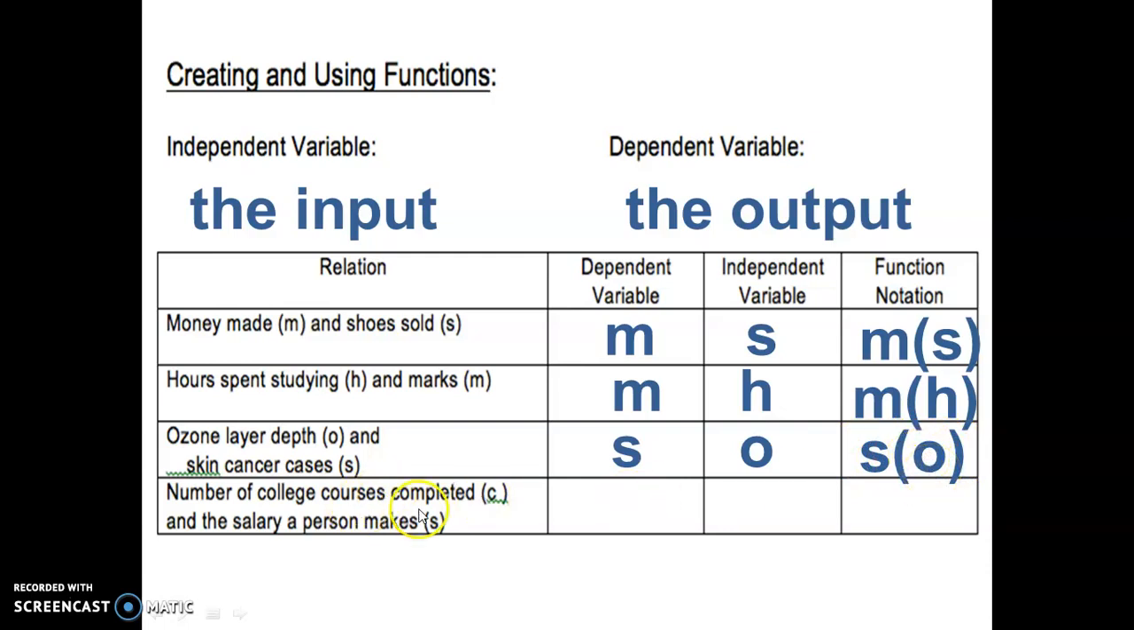Finally, we have number of college courses completed and the salary a person makes. In this case, you could say salary depends on college courses completed. The more college courses you complete, the higher your salary, perhaps. So the dependent variable, salary, depends on college courses you've taken. That's an introduction to what's called function notation for real-life situations. We've looked at function notation as f of x or g of x, that kind of thing. But here you can see that the variables can very much represent the real-life thing that we are talking about.